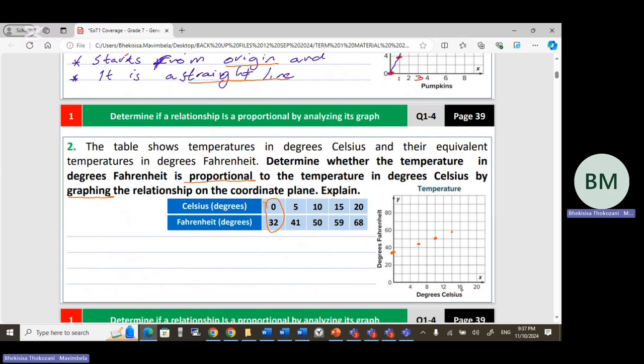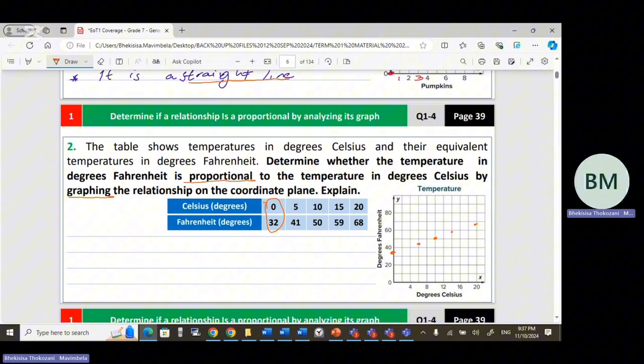When it is 20, the last one, it is 68, somewhere around there. Then the next thing you do, you're going to join these.